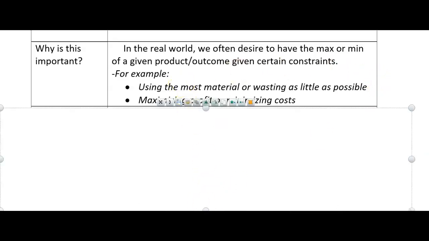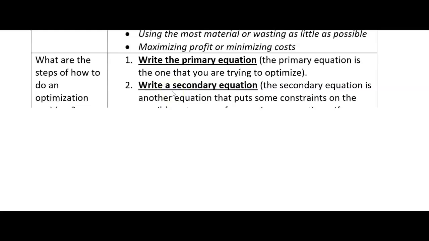In the real world, we often desire to have the max or min of a given product or outcome given certain constraints. So for example, suppose you are designing something and you want to use the most material possible without wasting it. Or you want to maximize your profit or minimize your costs. So these are all types of optimization problems.